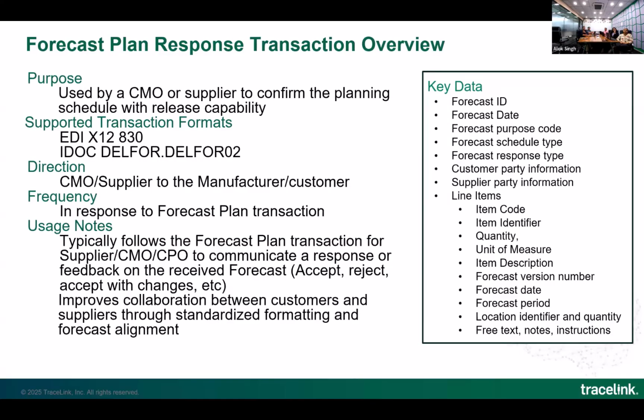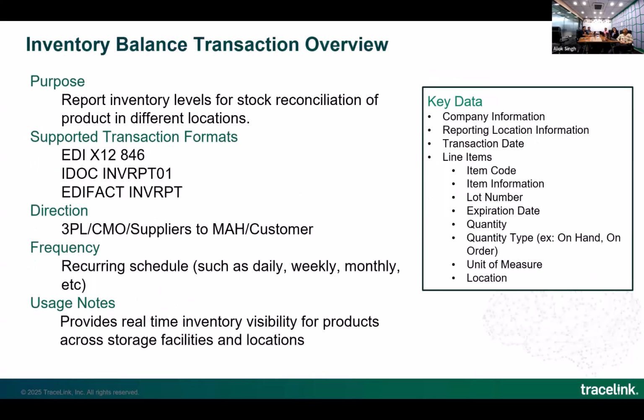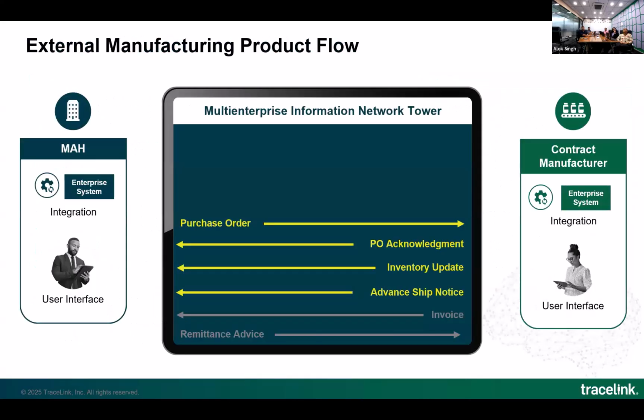Now, you will see there are different types of transactions. I will not spend a lot of time explaining these transactions. We can have a separate session for the transactions themselves. So that was the first part where this information flows. Now, the purchase order part is the actual manufacturing part, when the MAH wants the CMO to start manufacturing the product. The first part of external manufacturing orchestration focuses on the CMO's readiness for a batch. And the second part focuses on the product movement.